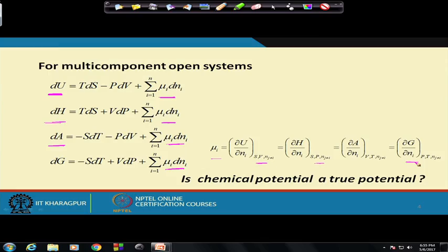Now, before we go further, it is very important to understand why the molar Gibbs free energy is given a special name, and that name is chemical potential. Is it really a potential in the true sense, just like U, H, A and G? In order to understand this, we have to recall the properties of a thermodynamic potential, which I had already discussed when I was trying to explain why U, H, A and G are thermodynamic potentials. What are the properties of thermodynamic potentials, if we recollect?